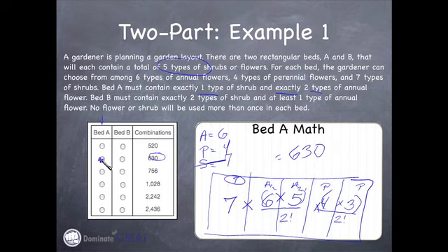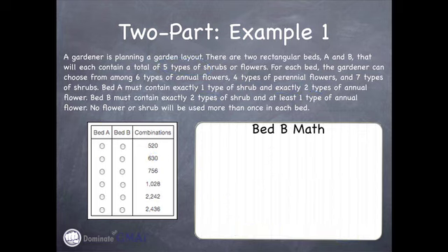That's it. And now we simply do the same thing for bed B. So let's go ahead and click over, new scratch paper. And I'm going to go back in and refill in that we've already done 630 for bed A. And now we do the exact same thing for bed B. You may already have on your cheat sheet the fact that we have 6 annuals, we have 4 perennials, right? And then we have 7 shrub types.